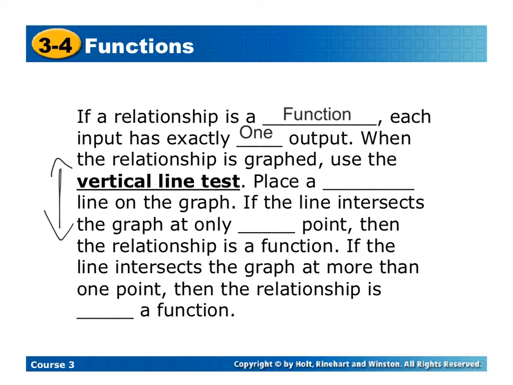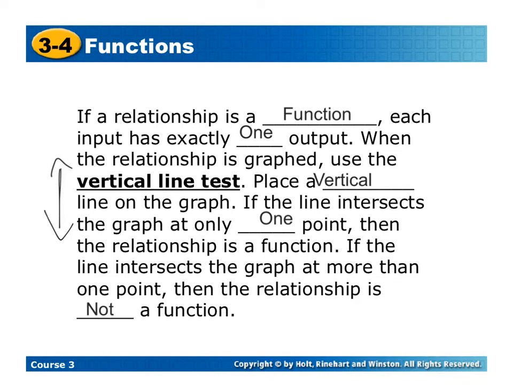Okay, so if we place a vertical line on the graph, and if the line intersects the graph at only one point, then the relationship is a function. If the line intersects the graph at more than one point, then the relationship is not a function.